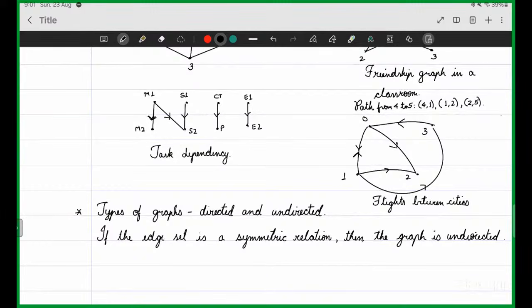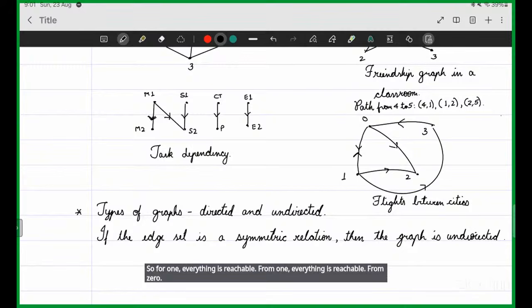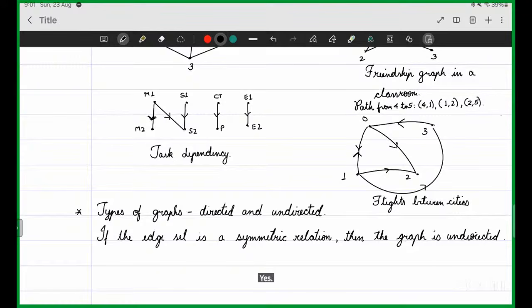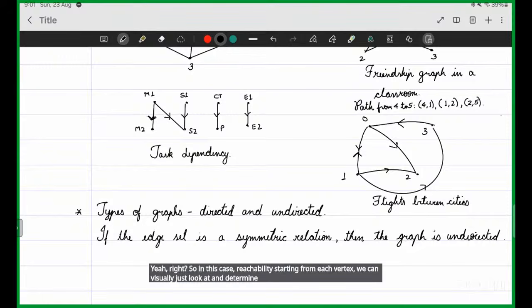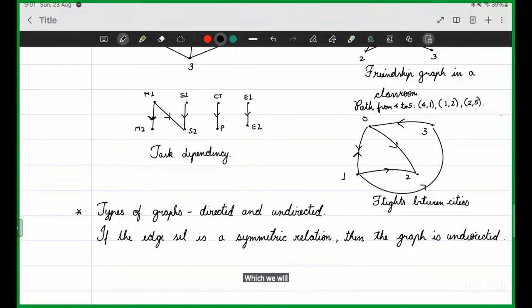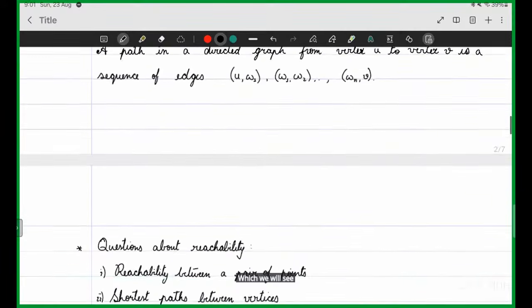So for 1, everything is reachable. From 0, everything is reachable. From 3, is everything reachable? Yes, sir. Right. So in this case, reachability starting from each vertex, we can visually just look at and determine, but we will need an algorithm to do it systematically, which we will see. Perhaps not in this session.